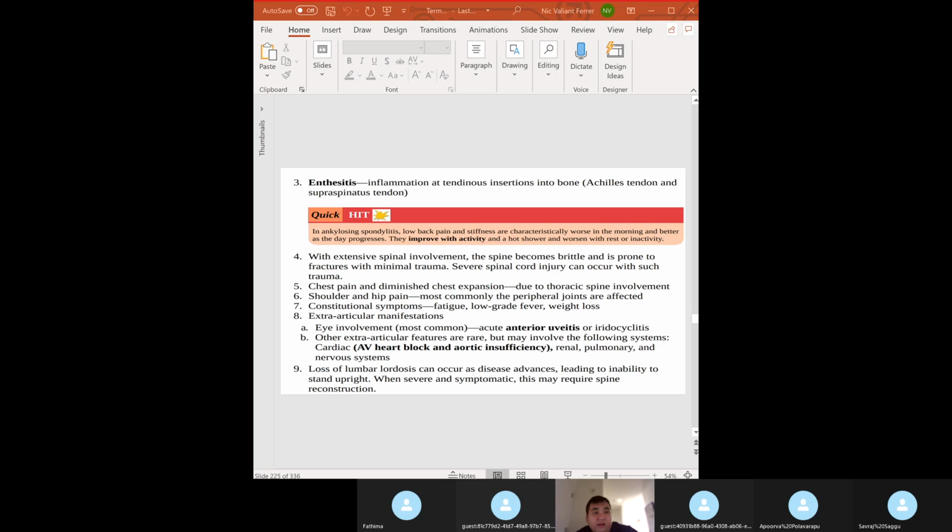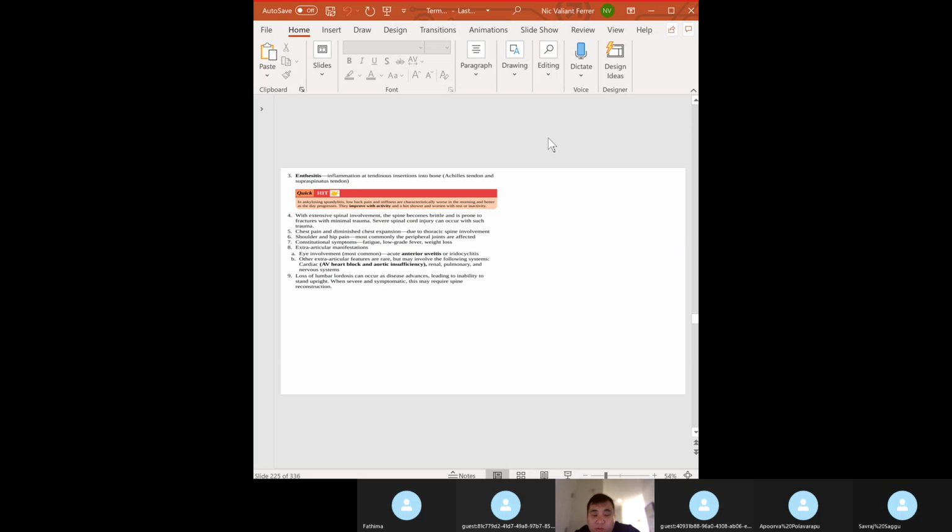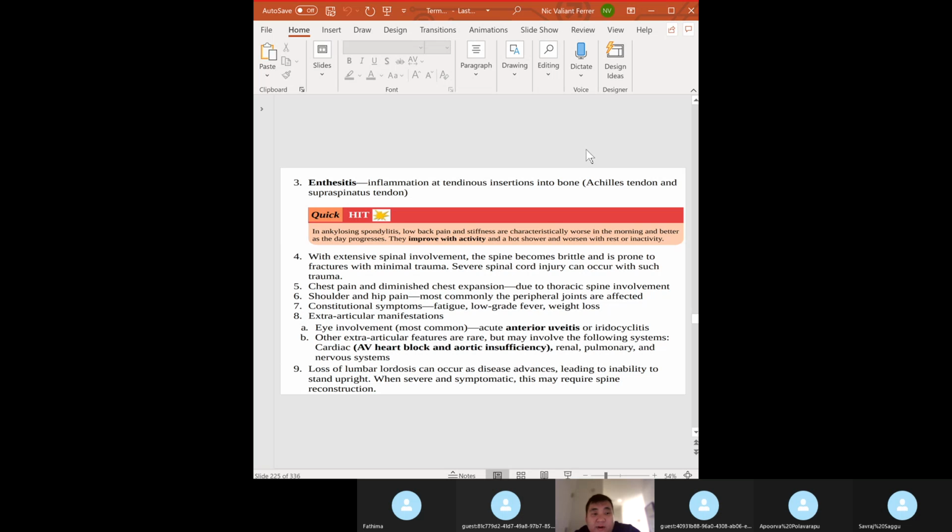So, talk about enthesitis, right? So they improve with activity, actually. In AS, the low back pain and stiffness improve with activity and a hot shower, and worsen with rest or inactivity. So these seronegative spondyloarthropathies have extra-articular features. Mainly, they affect your heart and your eyes. High yield. Acute anterior uveitis is most common. You also have heart block and aortic insufficiency.